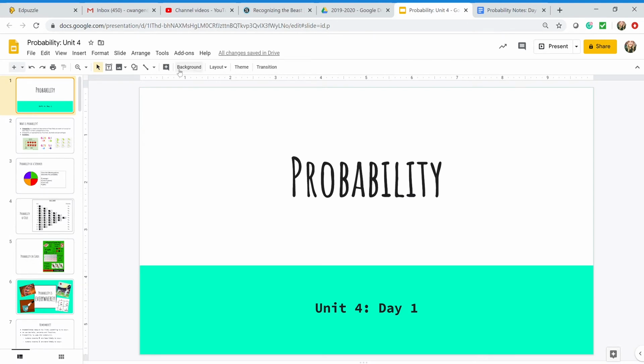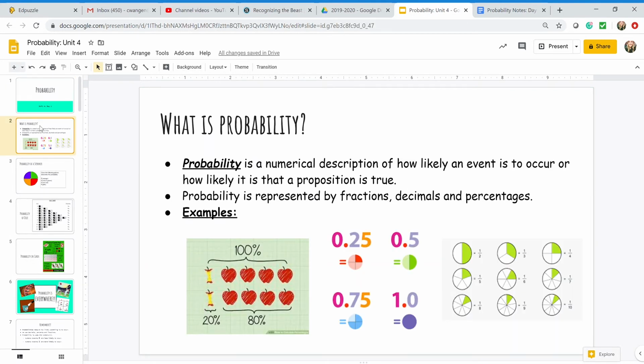So probability. Well, what is probability? Probability is the numerical description of how likely an event is to occur or how likely a proposition is true. So probability is represented by fractions, decimals, and percentages. What you see down here in these examples is percentage, how many apples were eaten. As we can see here, 20% out of 100 were eaten. 80% of apples were not eaten. So being able to look at those percentages.